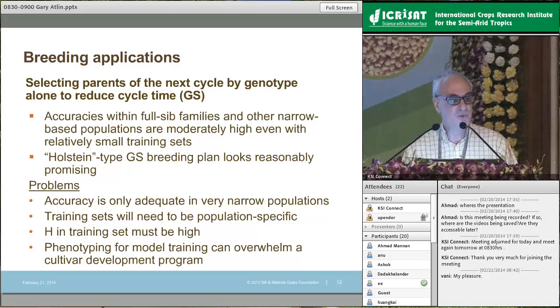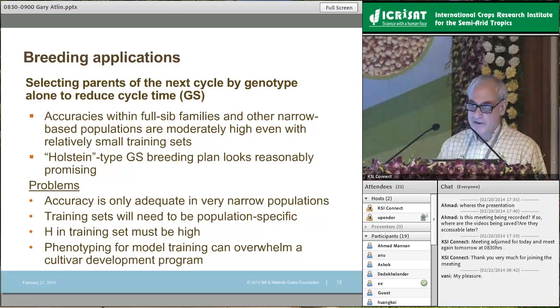And the training sets will have to be population specific. And repeatability in the training sets will have to be very high. This means that the phenotyping load for each training set will be high. And we had experience with this in the CIMMYT maize program, that if you begin a number of MARS or population-specific genomic selection programs, the phenotyping load can very quickly become extreme and displace effort from the breeding pipeline.